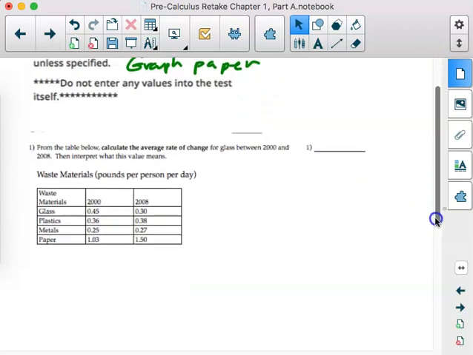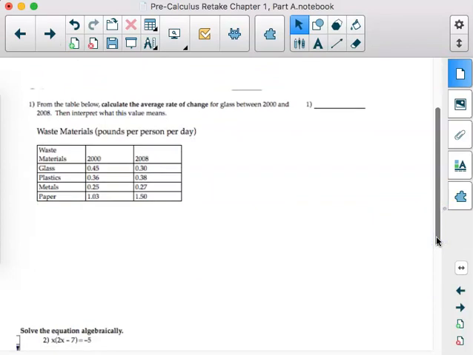So, number 1, from the table below, calculate the average rate of change for glass between 2000 and 2008, then interpret what this value means. So we have this chart, and what should grab your attention is average rate of change. I've talked about that in the notes, and I've sung the little song, slope, slope, find the slope, average rate of change, y2 minus y1 over x2 minus x1. So it really is just like finding the slope.